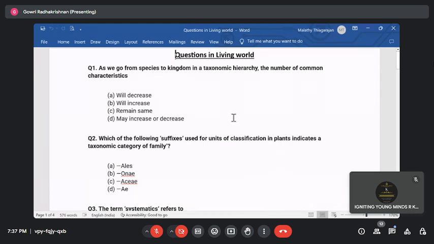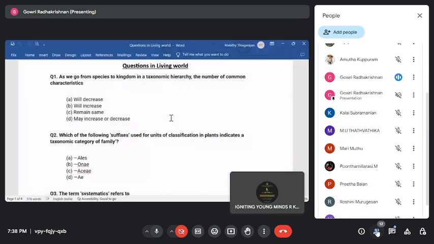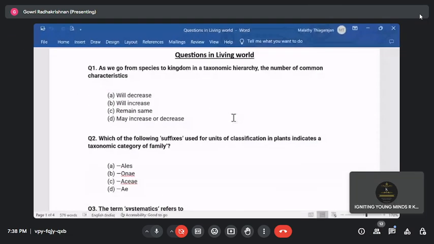All right, first question. As we go from species to kingdom in a taxonomic hierarchy, the number of common characteristics will increase, will decrease, remain same, or may increase or decrease. Will decrease, ma'am. Yes, will decrease. That is because when you take a species, it's a very specific one. We are bringing it down to a point, so it will have a lot of common characteristics.